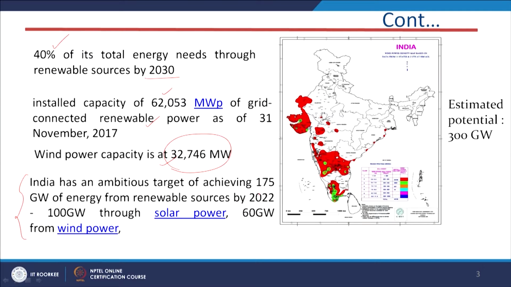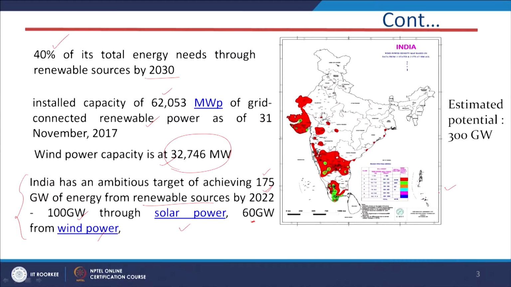Another very important point I just want to mention: our target by 2022 is to have 175 gigawatt of energy from renewable sources, that is 100 gigawatt from solar power and 60 to 70 gigawatt from wind power generation. And this figure is not impossible, it is quite possible.